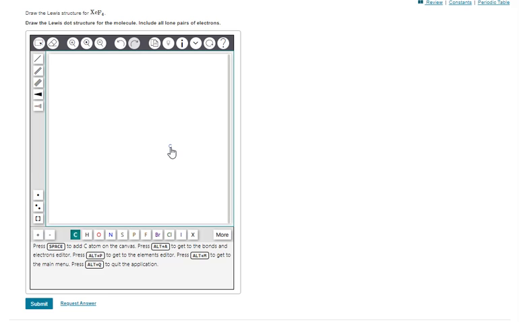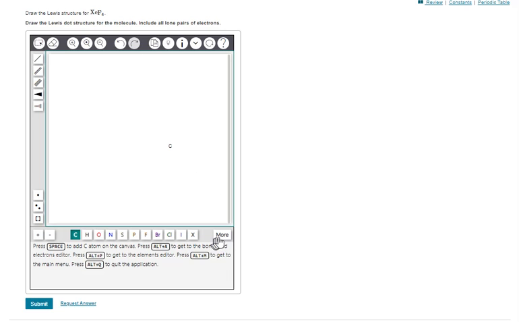Here we are again working in the Pearson MyLab and Mastering drawing tool. This one's always a challenge to me. This is a strange molecule, XeF4. I've always taught my students that xenon is a noble gas and it doesn't interact with anything else, but apparently there's always exceptions to the rule, mates.